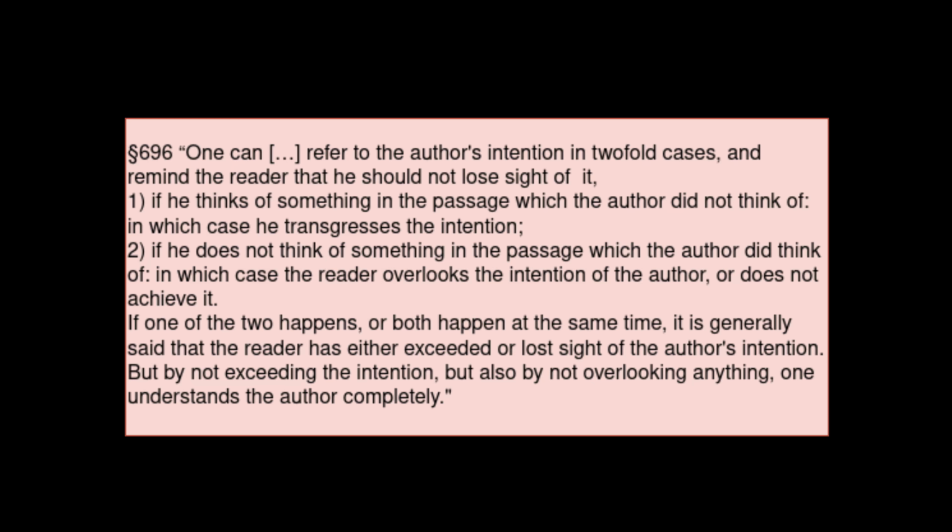First, if he thinks of something in the passage which the author did not think of, in which case he transgresses the intention. Second, if he does not think of something in the passage which the author did think of, in which case the reader overlooks the intention of the author or does not achieve it. If one of the two happens or both happen at the same time, it is generally said that the reader has either exceeded or lost sight of the author's intention. But by not exceeding the intention, but also by not overlooking anything, one understands the author completely.